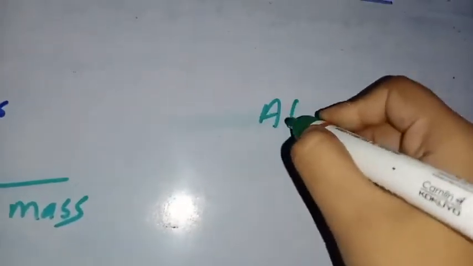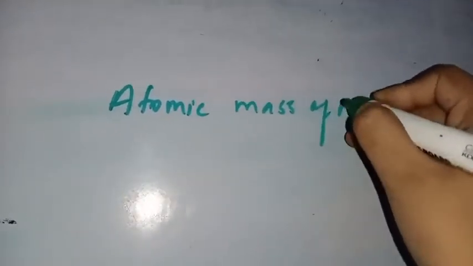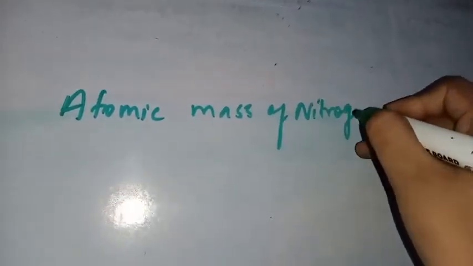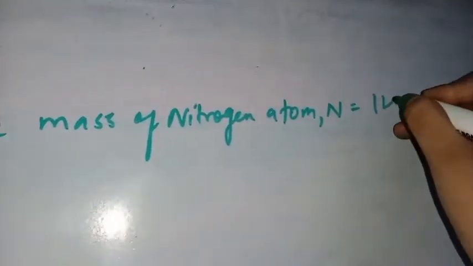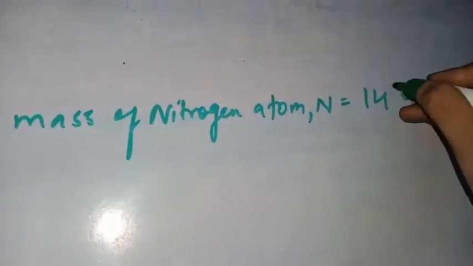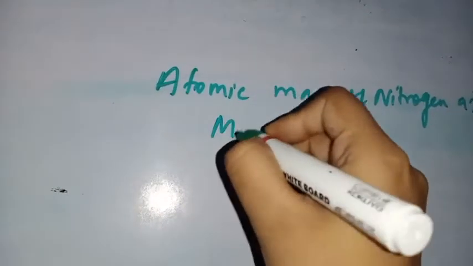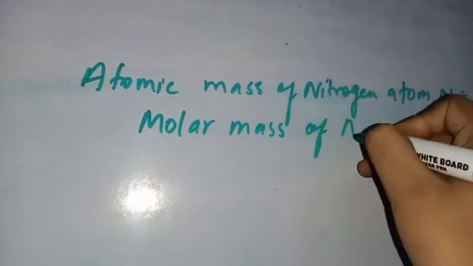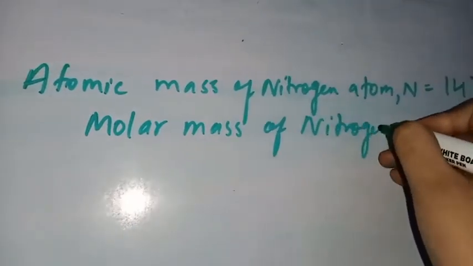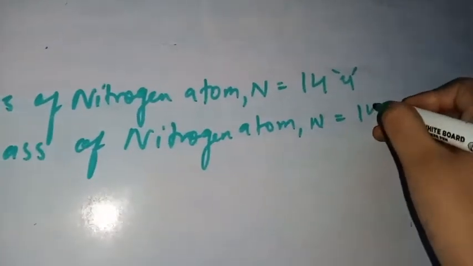So for that we need the atomic mass of the nitrogen atom, that is N. It is equal to how much? 14 u. So automatically, the molar mass of the nitrogen atom N will be equal to 14 gram. So this value we will put here.